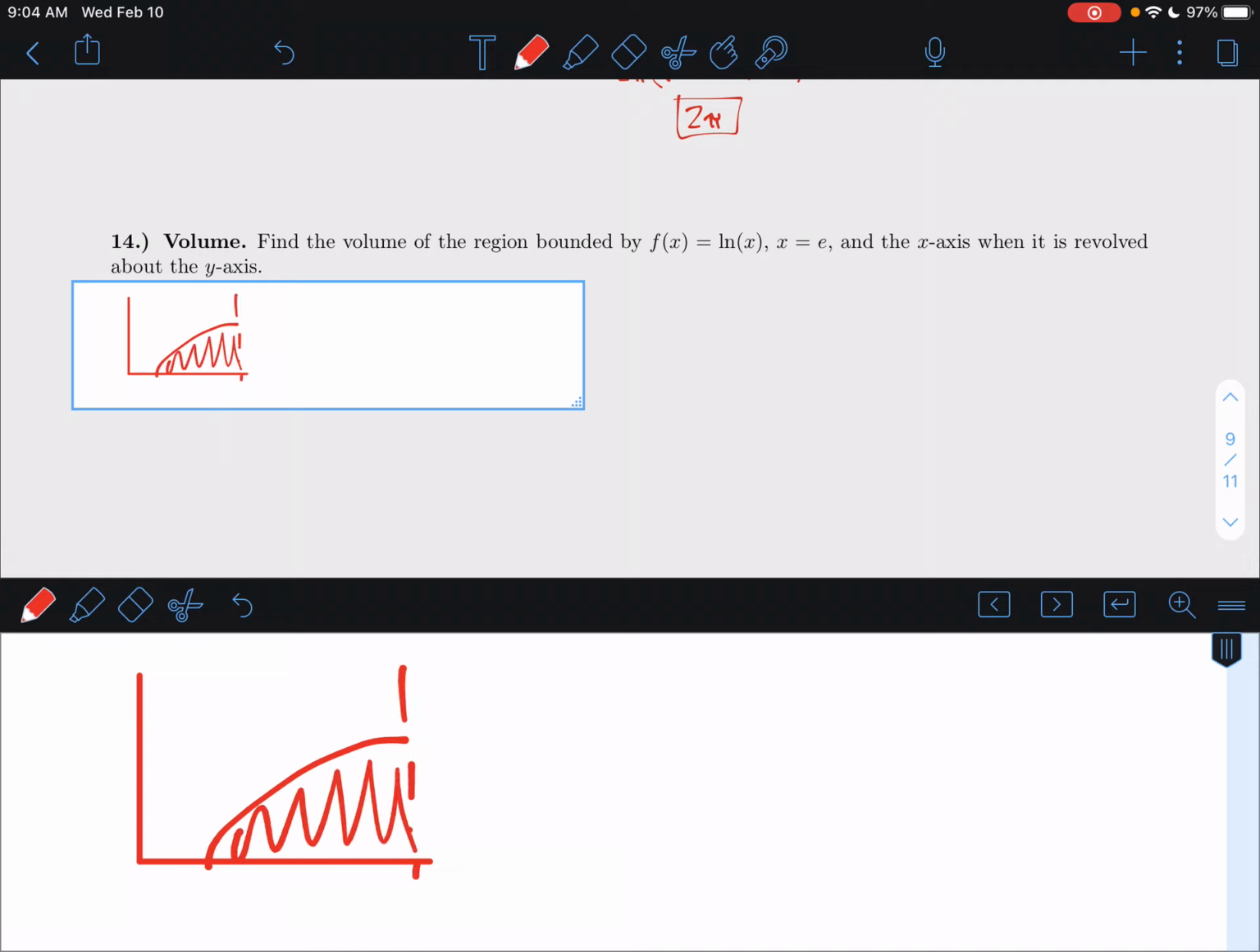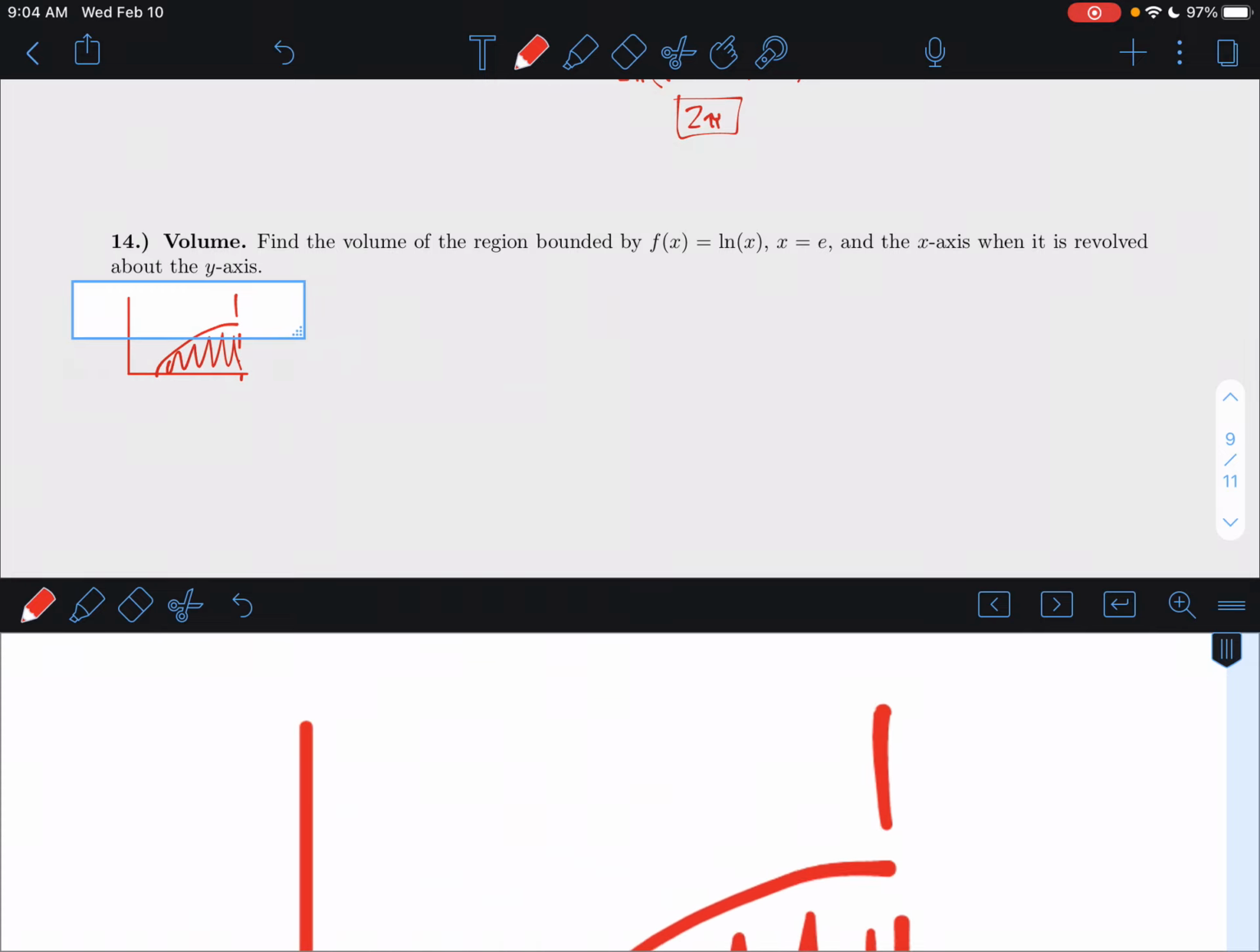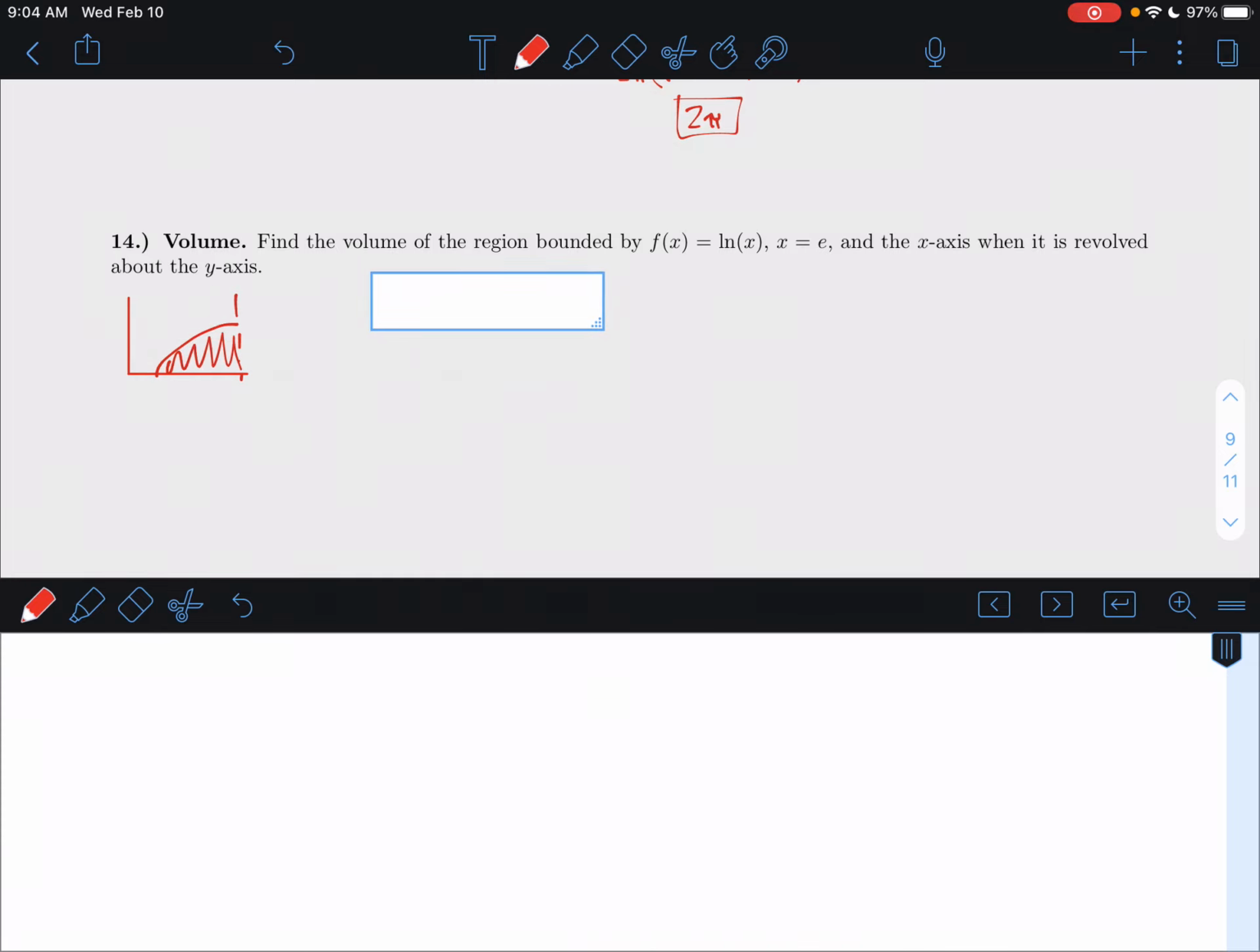And we're revolving that about the y-axis, so it's another vertical revolution, and I'm once again going to be using the shell method here. If we use the disk method on this one, it would work. Actually, we would use the washer method on this one, but it would work, and it would get us the right answer. And honestly, I think it would be easier to use the washer method here, but we're going to use our integration by parts with the shell method.